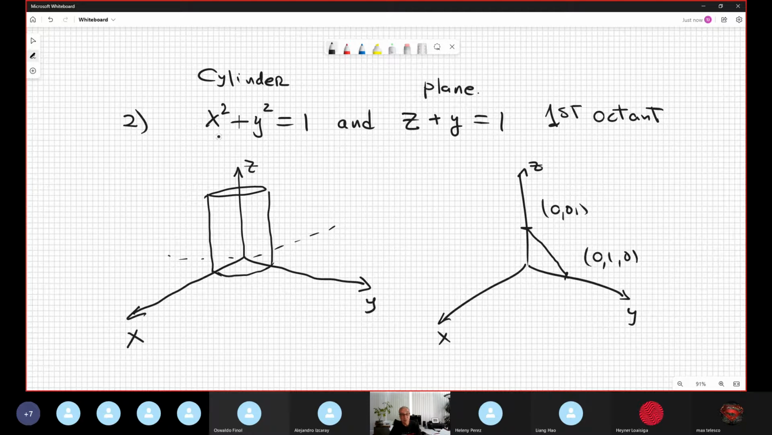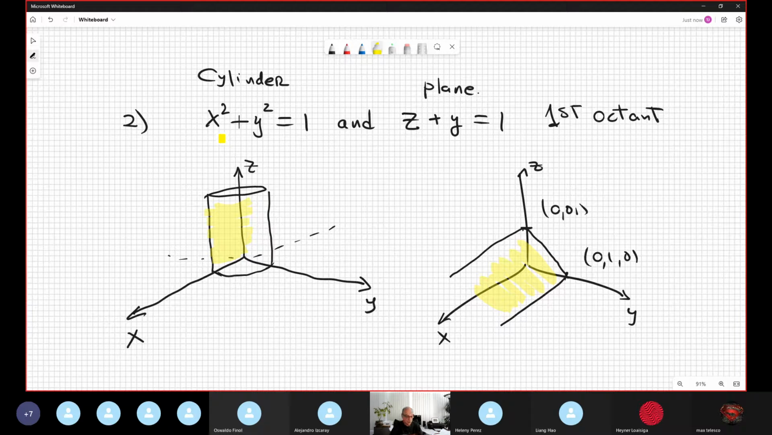But remember, x is missing, so this plane is along the x-axis. The plane looks like that, and the cylinder looks like that. More clear? Of course, the plane is infinite in any direction, but the plane is somehow intersecting with the first octant in that part.